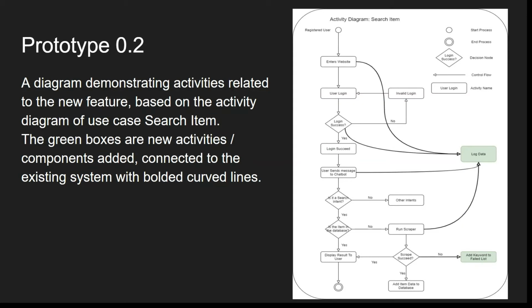The changes are denoted by the green colored boxes. The first one is log data, which is done when a user enters the site, when a user logs in, when there is user interaction with the chatbot, and lastly when the system runs the web scraper. At the end of the scraper runtime, the scraper is now also responsible for adding failed keywords to the failed keyword log, which consists of all the keywords which failed to be scraped due to errors such as being temporarily blocked by the shopping platform.